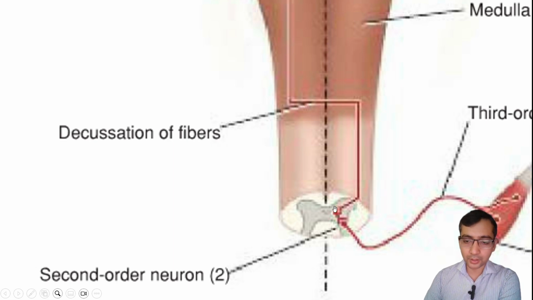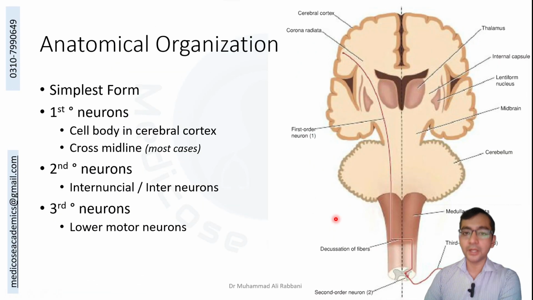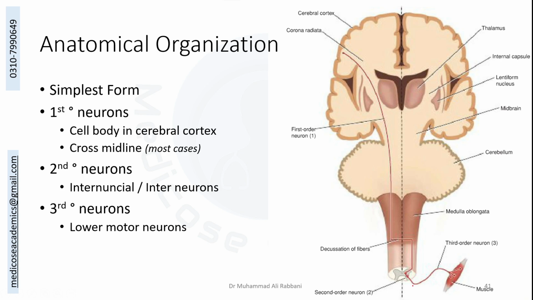Down here it synapses with this second order neuron, this very small one, which starts and ends within the spinal cord. It is also called the intermediate or internuncial neuron, and then it goes on to supply the anterior lower motor neuron, the anterior alpha motor neuron, the anterior horn cell. That anterior horn cell, the lower motor neuron, is the third order neuron whose axon will travel all the way until it reaches the muscle and activates it by the neuromuscular junction.